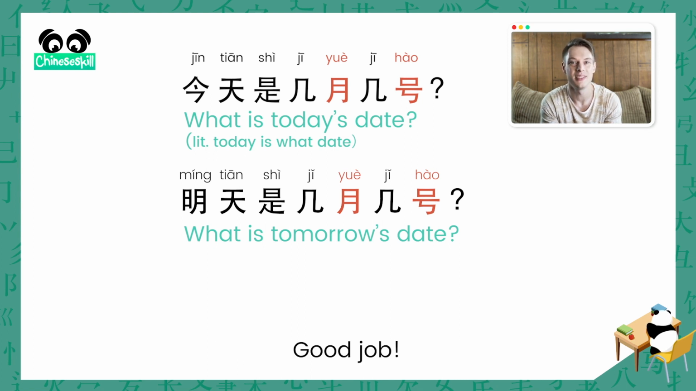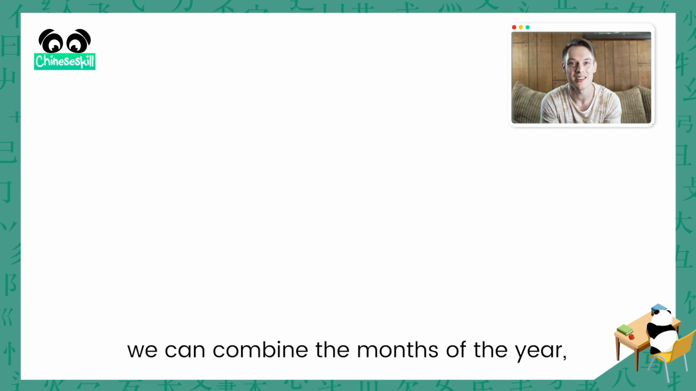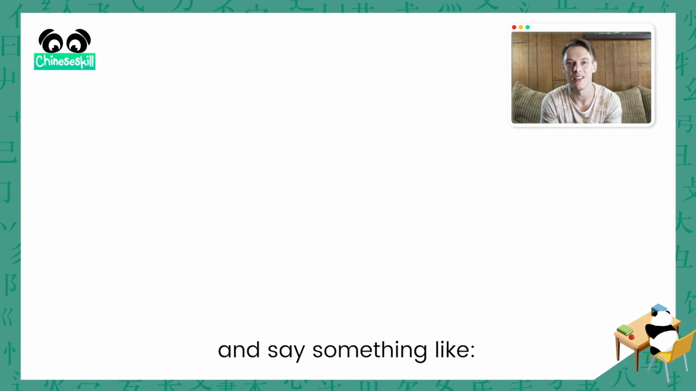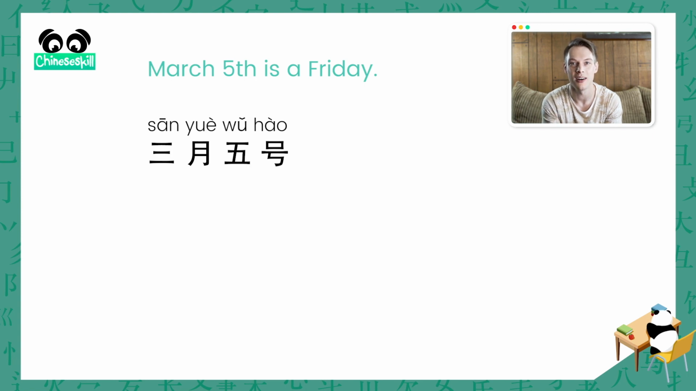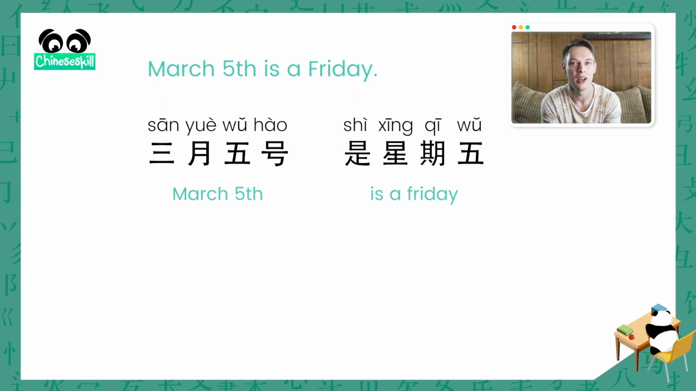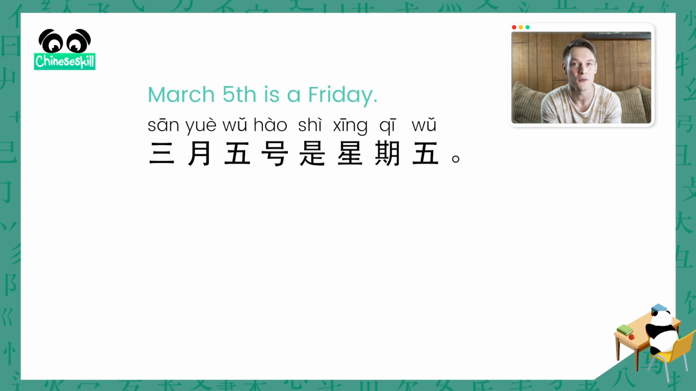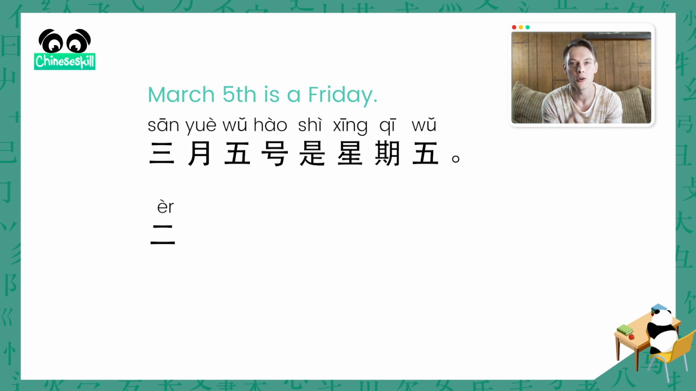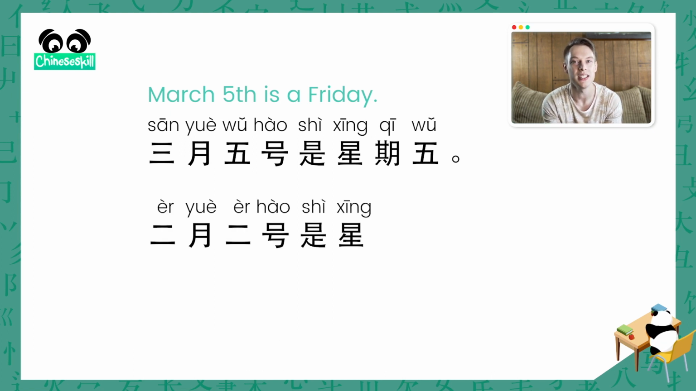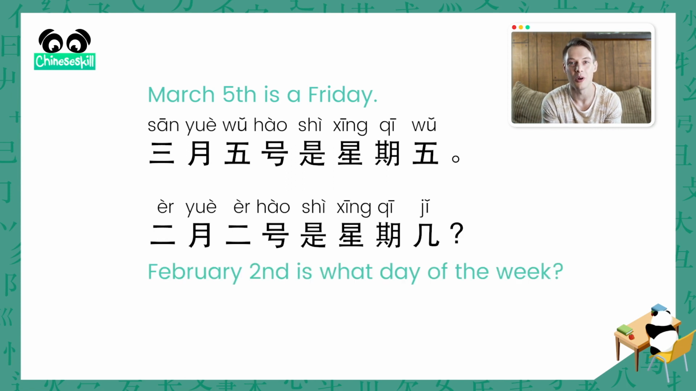Good job. Taking this one step farther, we can combine the months of the year with the days of the week and say something like March 5th is a Friday. 3月5号, March 5th, 是星期五. 3月5号是星期五. March 5th is a Friday. And if you wanted to ask what day of the week a certain date is, you could say something like 2月2号是星期几, meaning February 2nd is what day of the week.